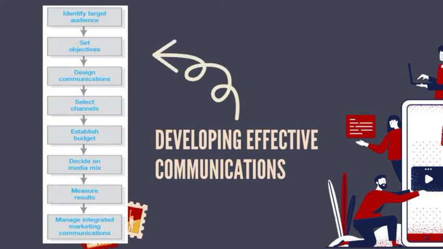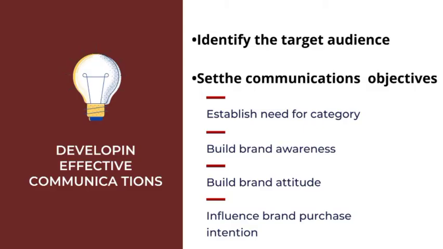Okay, your screen shows the 8 steps in developing effective communication. It goes from identify target audience, to set objectives, to design communication, until the last one, which is manage integrated marketing communications. Okay, let's discuss the steps of developing effective communication.